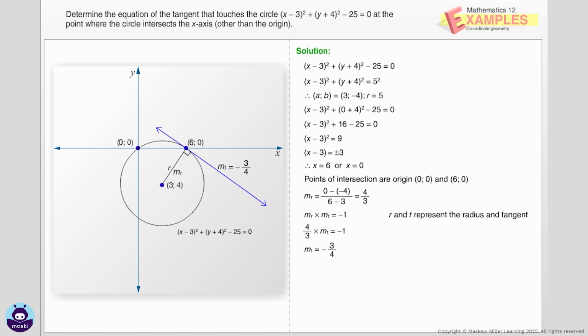Therefore, the equation of the tangent with a gradient of −3/4 and passing through the point (6, 0) will be y = −3/4 x + 9/2.